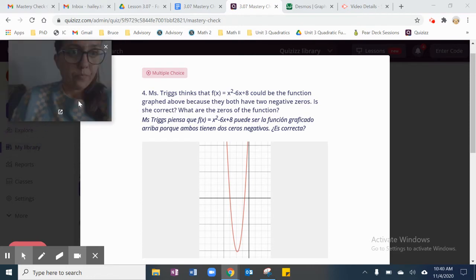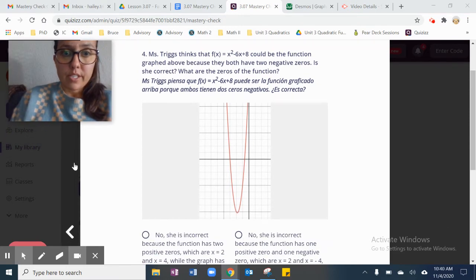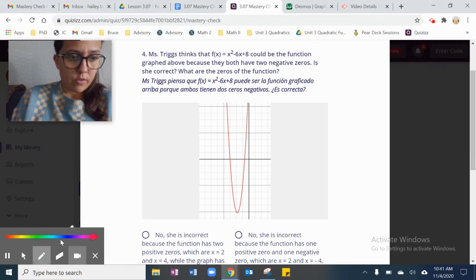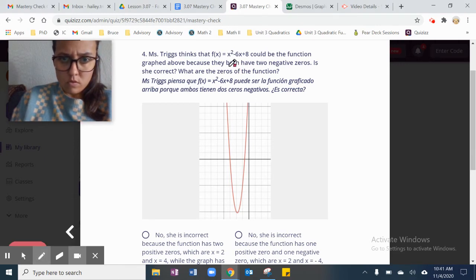Last one. Ms. Triggs thinks that f of x equals x squared minus 6x plus 8 could be the function graphed above, I should say below, because they both have 2 negative zeros. Is she correct? What are the zeros of the function?